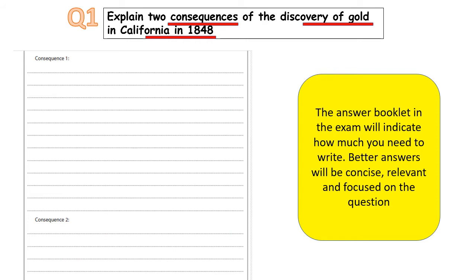Now, when you see the consequence question in the exam paper, the examiner kindly lays out what the consequence question looks like. So the answer booklet will indicate how much you need to write. So better answers will be concise, relevant and focused on the question, because as you can see in my example, you're not given a huge amount to write for each consequence. And bear in mind that the examiner has to cater for people with large handwriting as well as those with smaller or normal handwriting. So you're not expected to write a great deal. So just on to the next slide.